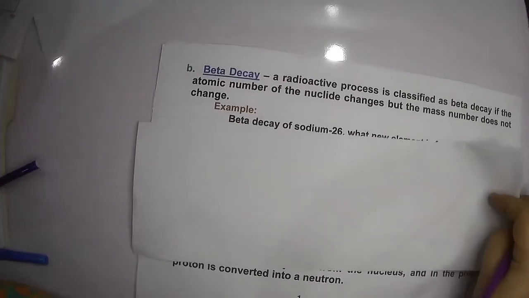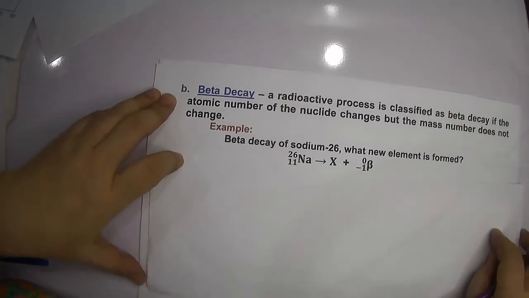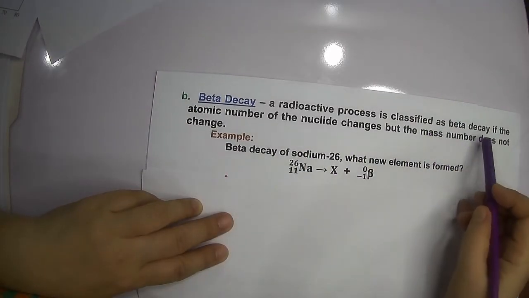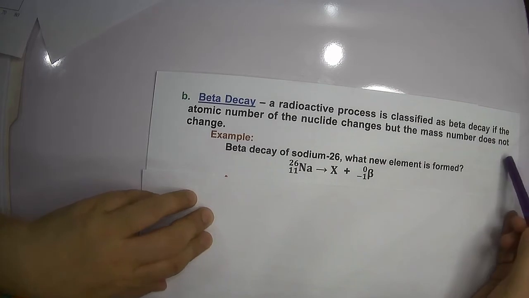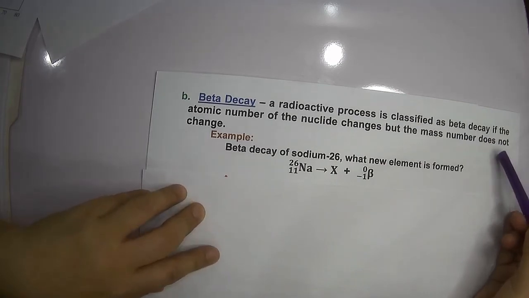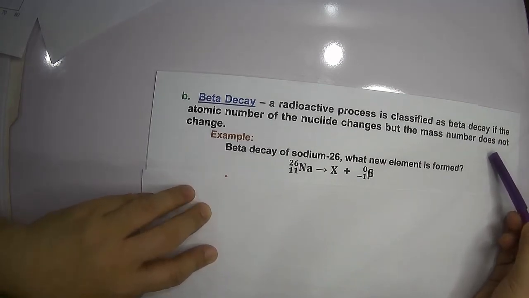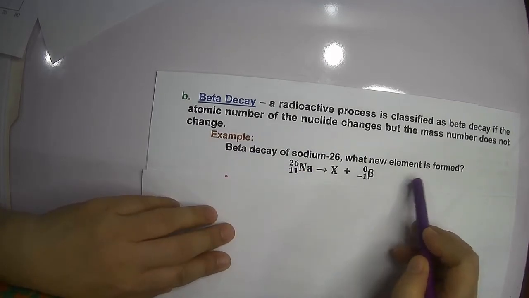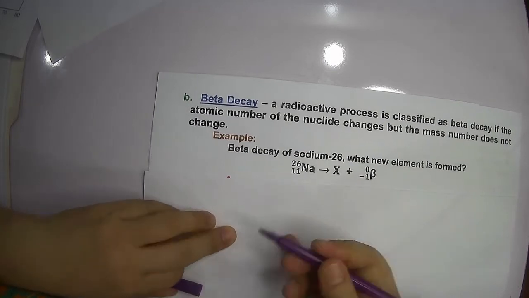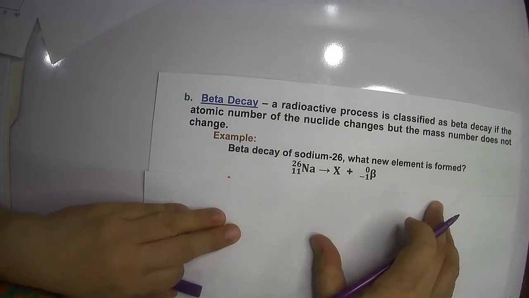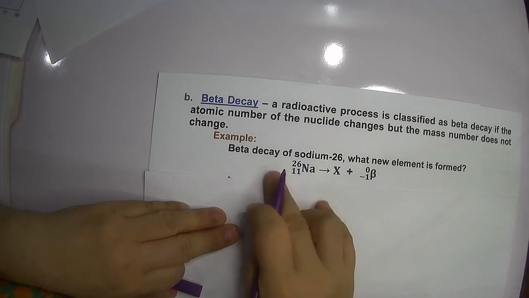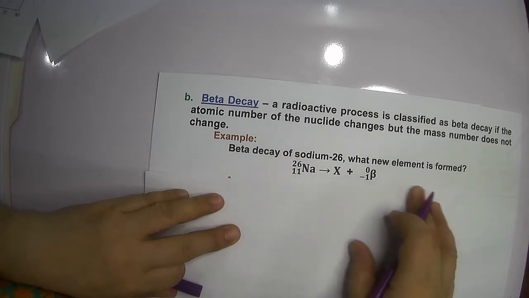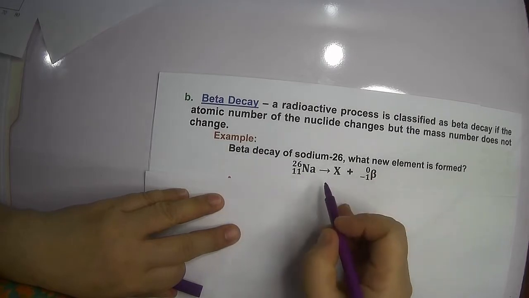The next radioactive decay is called beta decay. A radioactive process is classified as beta decay if the atomic number of the nuclide changes but the mass number does not change. Example, here we have a beta decay of sodium-26. What new element is formed? Again, applying the knowledge that you have gained in the previous episode, we balance the mass number and the atomic number, or the charges, of both product and reactant.